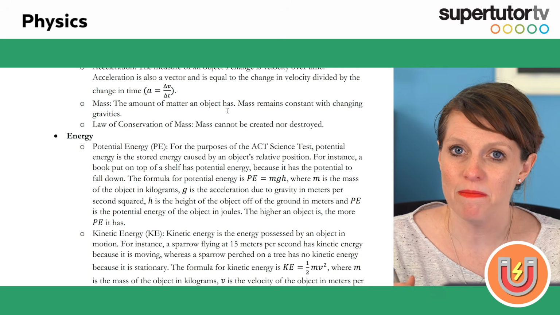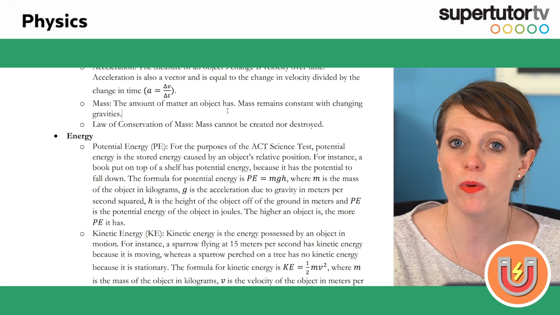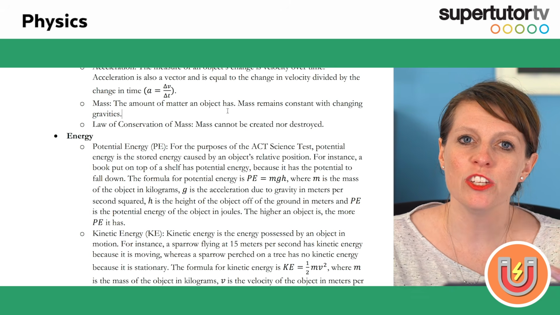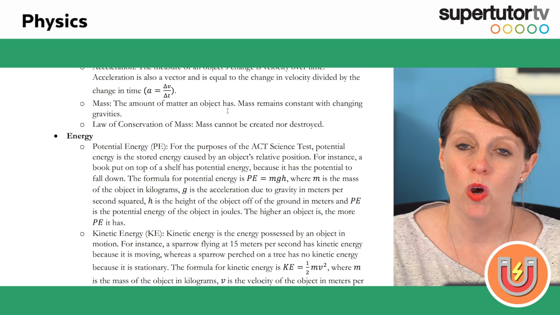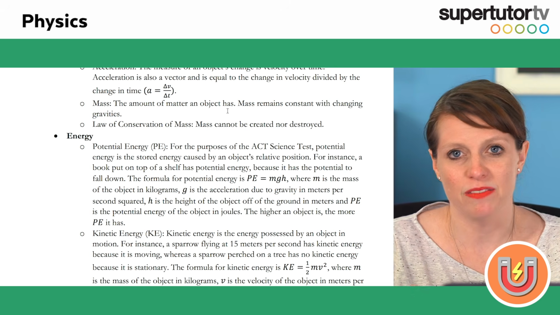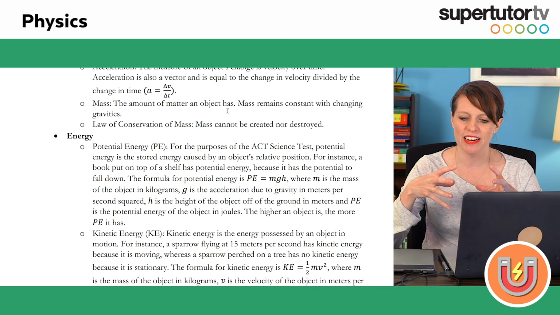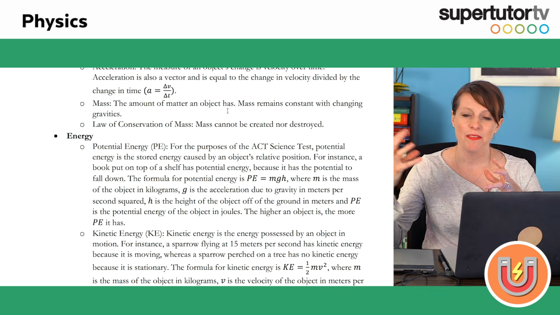Mass is different from weight. Weight is affected by gravity. So I weigh more on Earth than I would on the moon, but my mass is the same. And we can use scientific principles to calculate from a mass the weight of something, or to calculate from weight the mass of something.